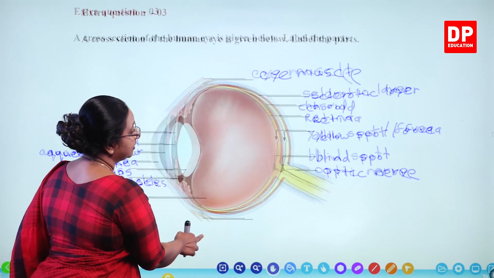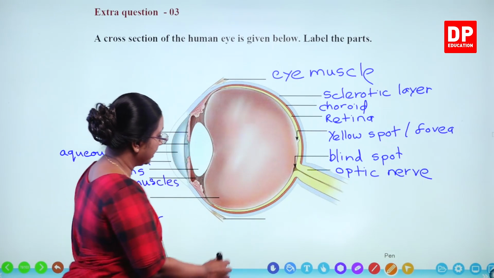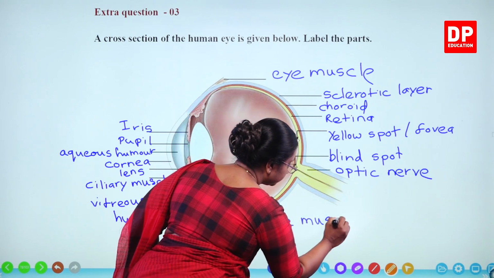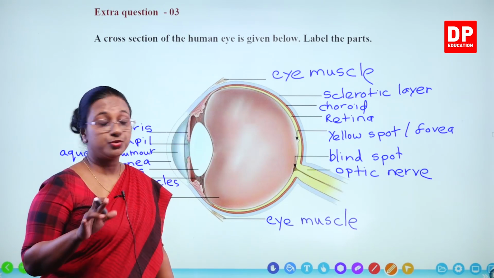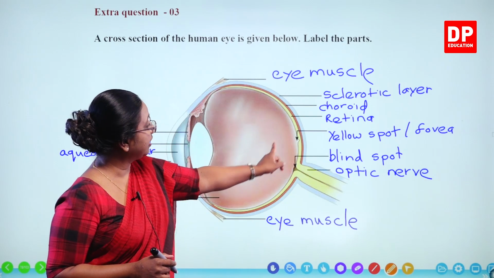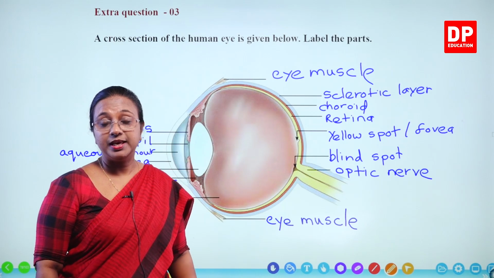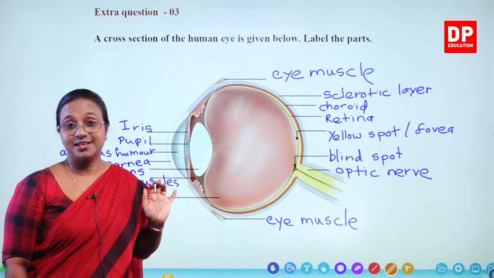And on this side, we have the eye muscle. Again, here also we have an eye muscle. So, eye muscles on top and bottom, because you know there are 6 muscles. Sclerotic layer, choroid, retina, yellow spot or fovea, blind spot and optic nerve. So, I am sure you were also able to label all the parts correctly.